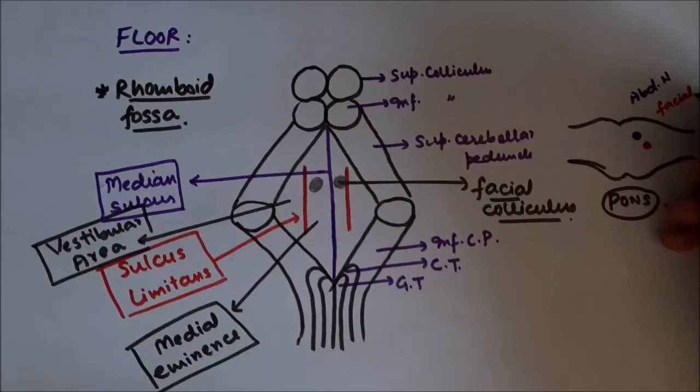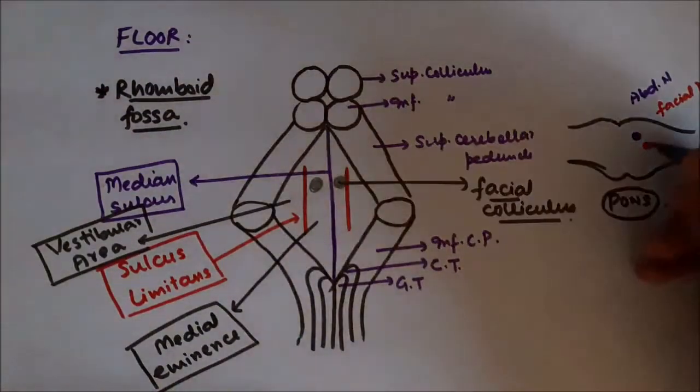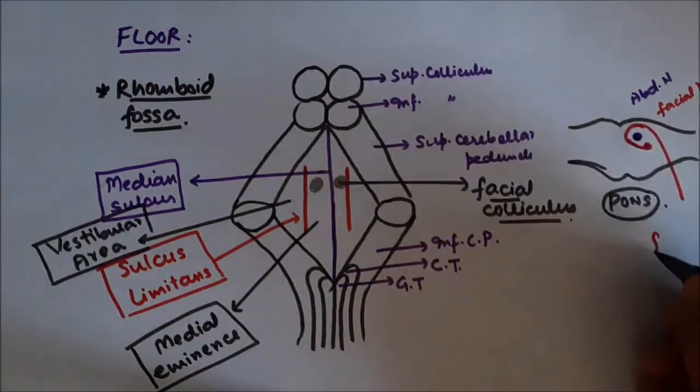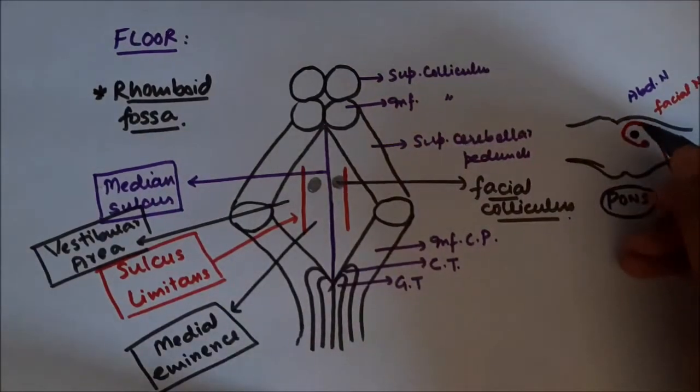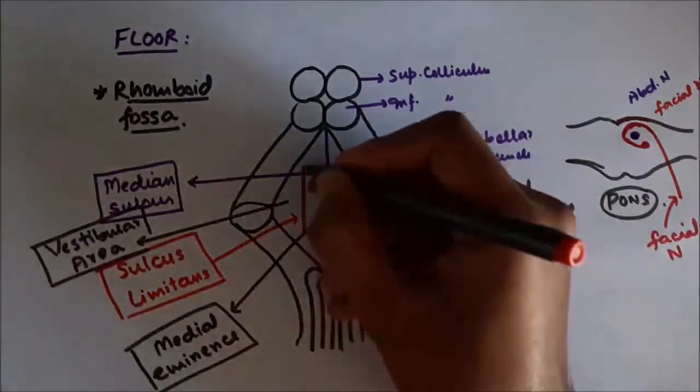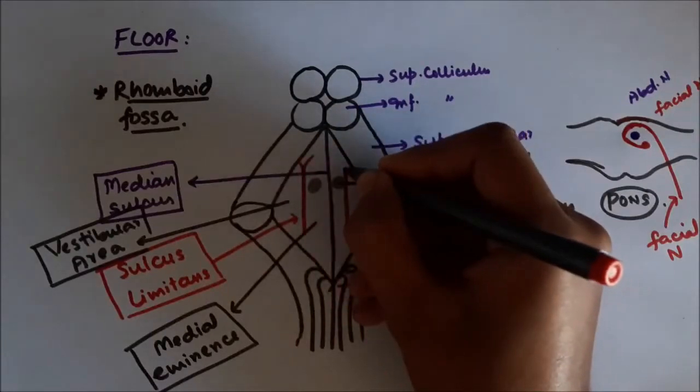The fibers of the facial nerve which emerge from the facial nucleus go around the abducent nucleus and then emerge out of the brainstem, forming the facial nerve. These fibers loop around the abducent nucleus. This is called the facial colliculus, and it results in the formation of this bulge on the posterior surface of the pons, which is seen here in the floor of the fourth ventricle as the facial colliculus.